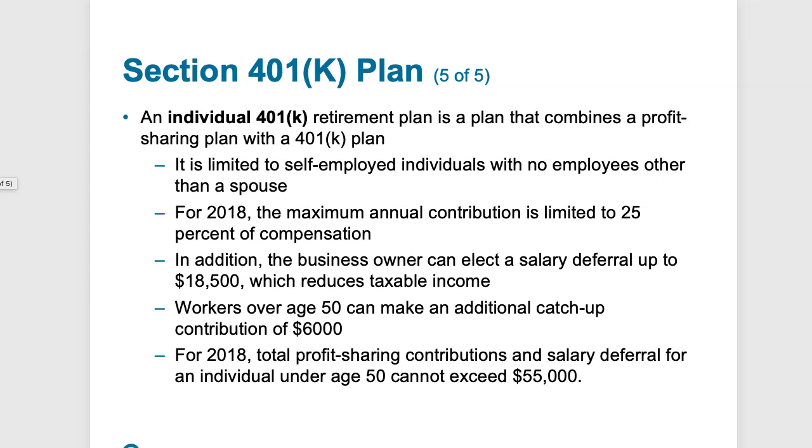In 2008, the maximum contribution was 25% of your total compensation. So you can defer up to $18,500, which is probably updated to $19,500, to reduce your taxable income. And of course, you have the catch-up of $6,000 or $6,500 in 2019. And as far as profit sharing, total profit sharing contributions cannot exceed $55,000 for the plan. So this again is a retirement plan for the self-employed, if you're going to be owning your own business.